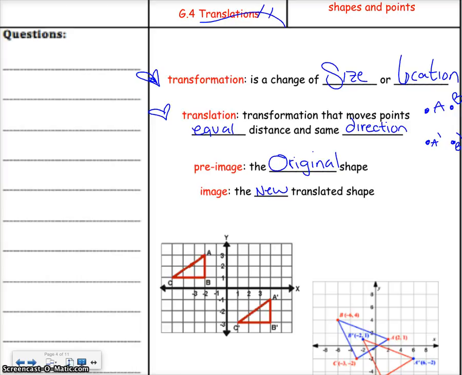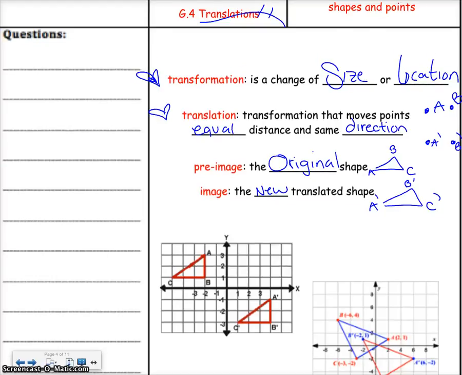So original shape, let's call it triangle ABC. Once we translate or move this shape somewhere along the coordinate plane, our new shape is called A prime, B prime, C prime. And you need to be able to decipher today which one is the new one and which one is the original one. You always want to talk about going from the pre-image, the original, down to the new one.